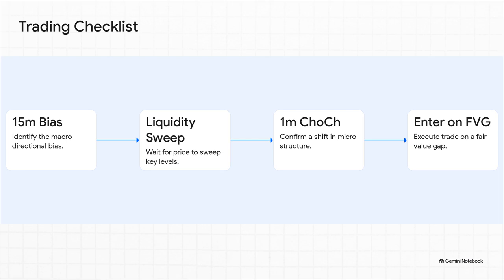Here is our mechanical, highly repeatable checklist for the New York Open. 1. Identify the 15-minute bias. 2. Wait for a liquidity sweep. 3. Wait for a 1-minute change of character. And 4. Enter on an imbalance, like a fair value gap. Having this step-by-step framework ready is absolutely crucial the second that opening bell rings.